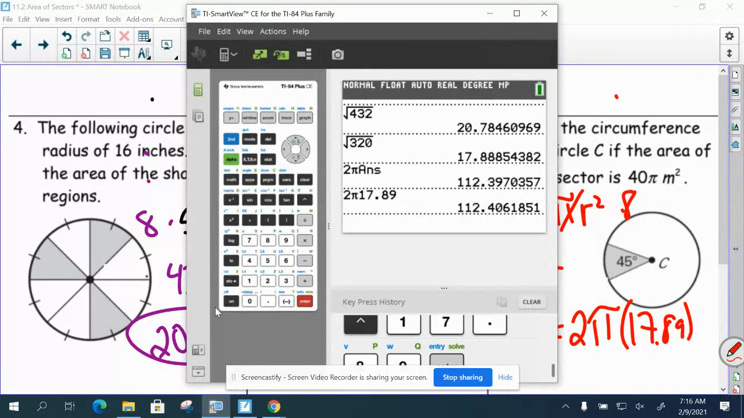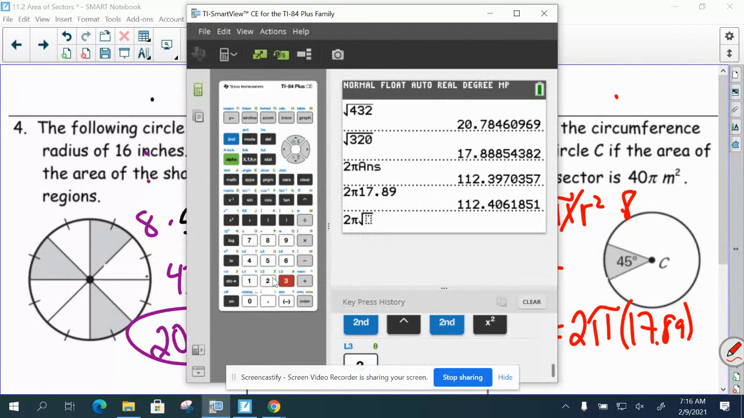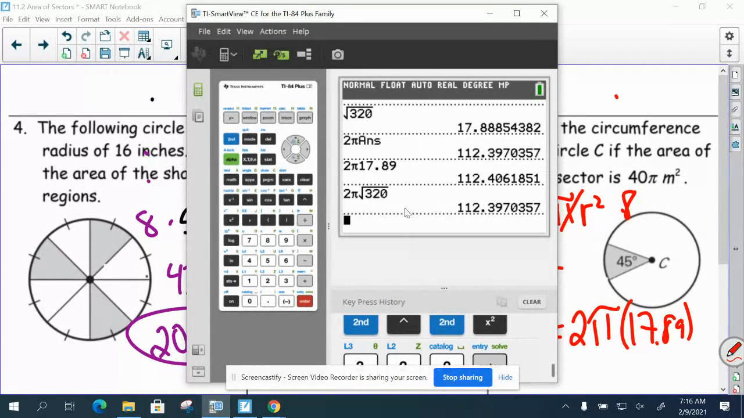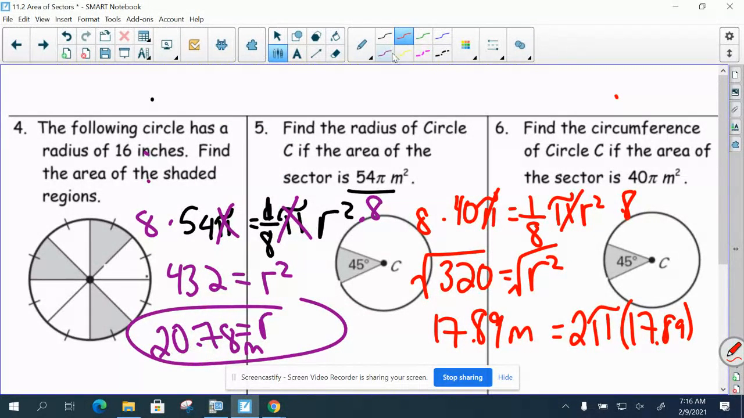You could have also done 2 pi times the square root of 320 if you didn't want to round it. Well, that would give us 112.40, just like this one. See, these are the same answers. So if we didn't round our intermediate calculations, our answer would be 112.40 meters. Now, let's say you were doing this on a test and you put 112.41.